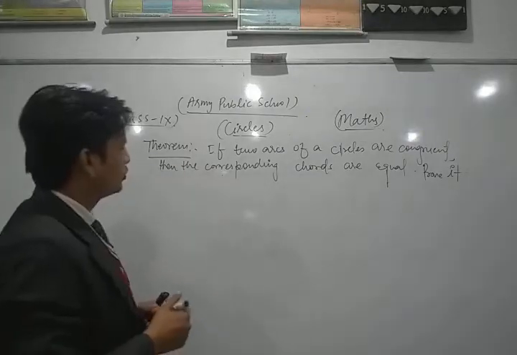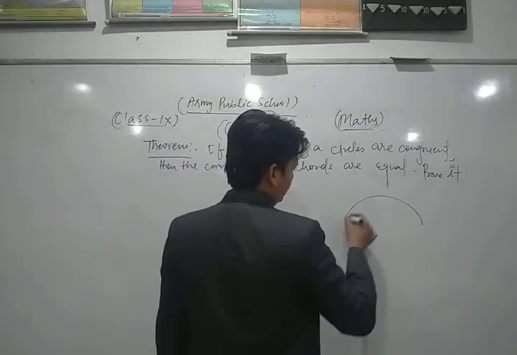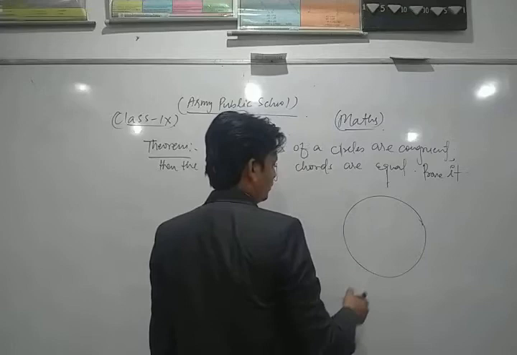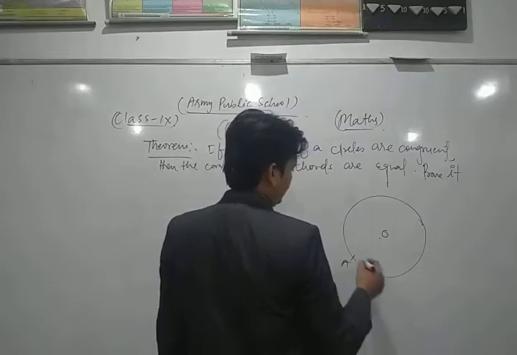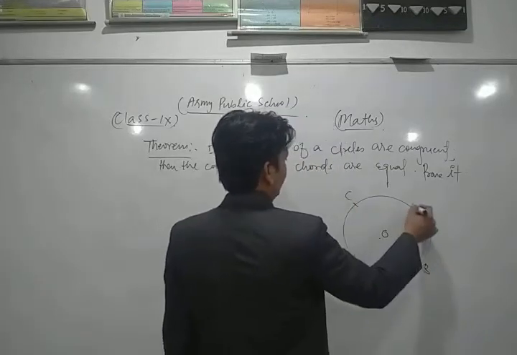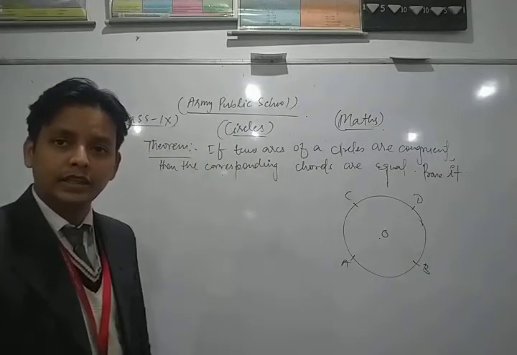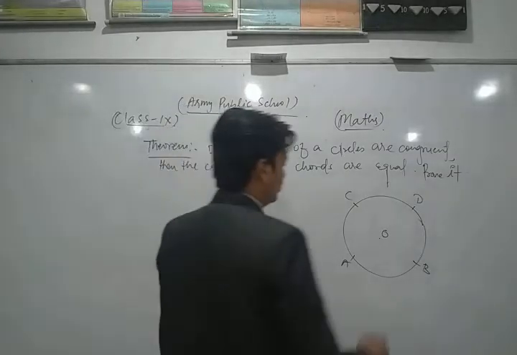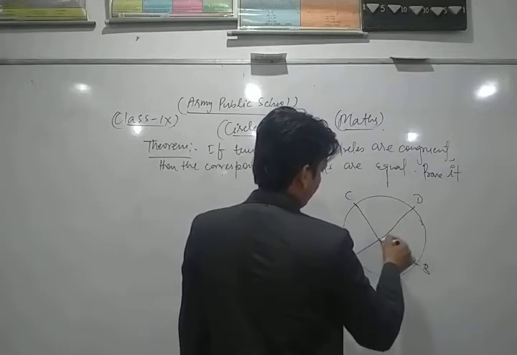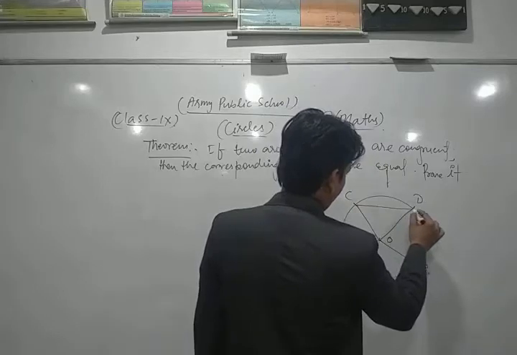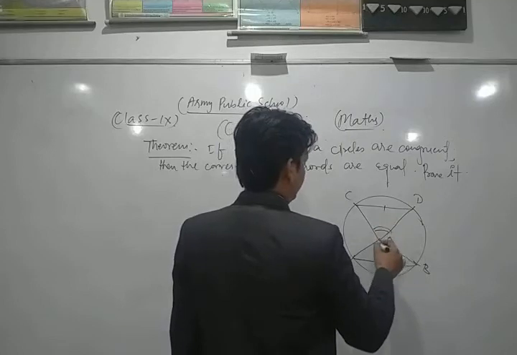Now, dear student, first of all we draw a circle. Suppose we take a circle with center O and radius R. Let us take two arcs AB and CD, and the arcs are congruent. So they subtend equal angles at the center. Now we join the chords AB and CD, and that one is equal to that one.